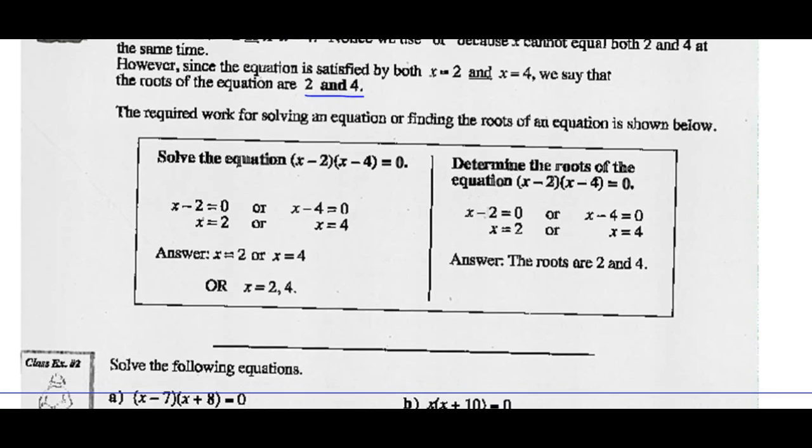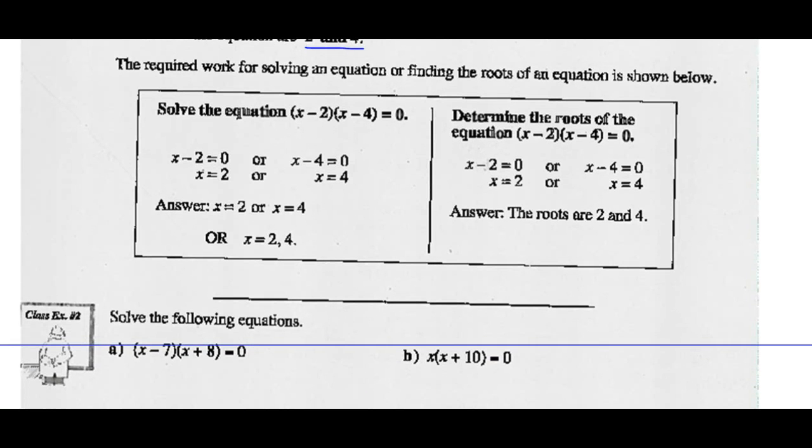The required work for solving an equation or finding the roots of an equation is shown below. Solve the equation x minus 2 times x minus 4 equals 0. You set each variable factor equal to 0. x minus 2 can be 0 or x minus 4 can be 0. You solve those simple equations. You get x is 2 and you get x is 4. Then you state the solution, x is 2 or 4, or you can say x equals 2 and 4.